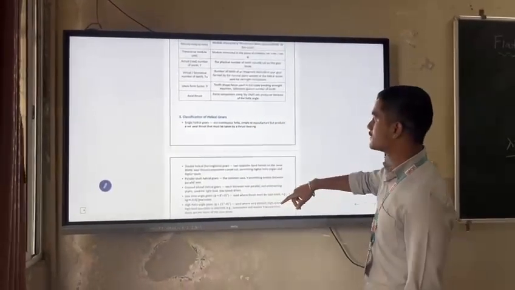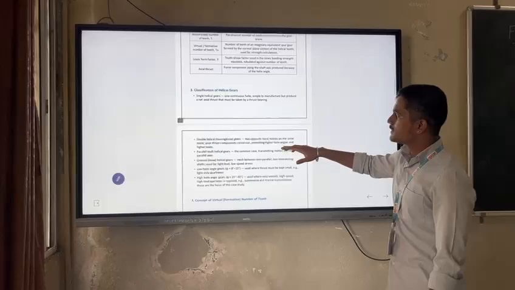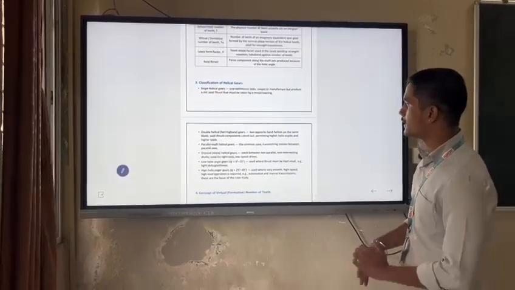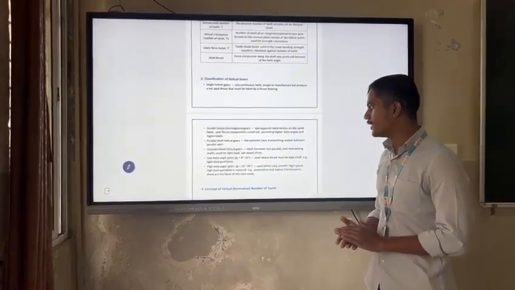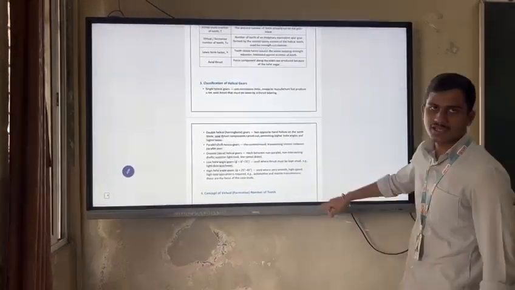Classification of helical gears. The classification is single helical gears, double helical gears, parallel shaft helical gears, crossed helical gears, low helix angle gears, and high helix angle gears.